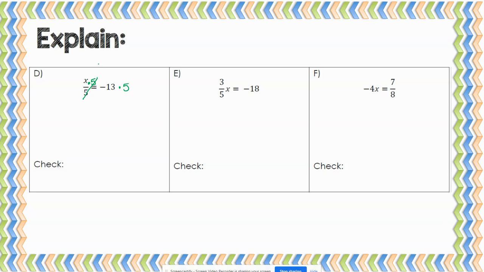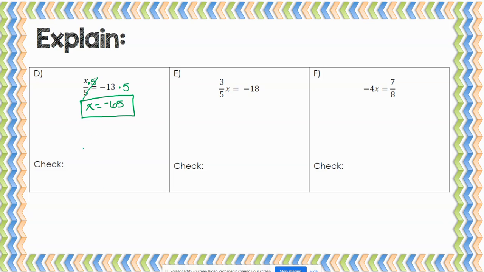These 5s would cancel because a 5 over 5 makes a 1, and 1x is the same as just x. Then I would solve negative 13 times positive 5. Negative 13 times positive 5 gives me negative 65. So my solution here is x equals negative 65.